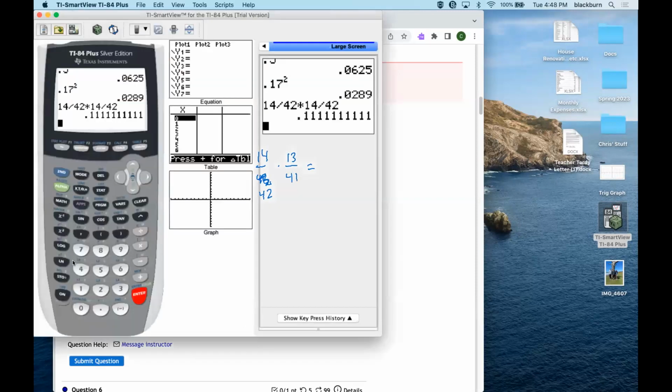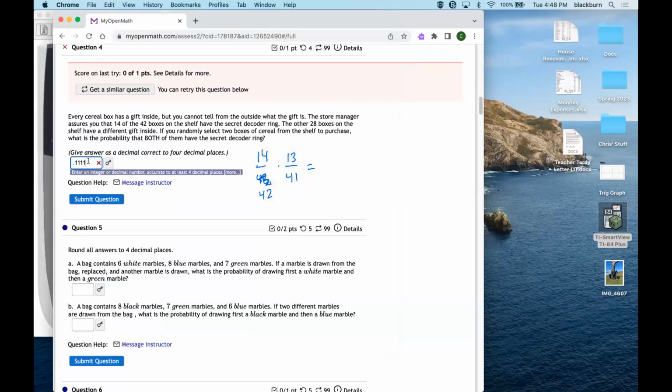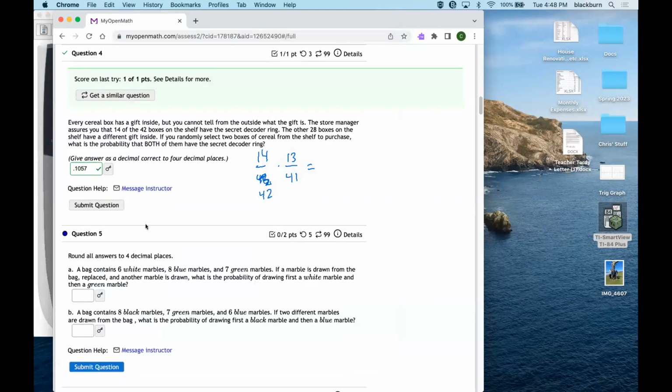So I did not read the question carefully enough. So 14 42nds times 13 41sts. It's going to be slightly different, 0.1057 instead of 0.1111. So 0.1057. Okay. So that one, you didn't replace that box. That's the reason why that box was not replaced.